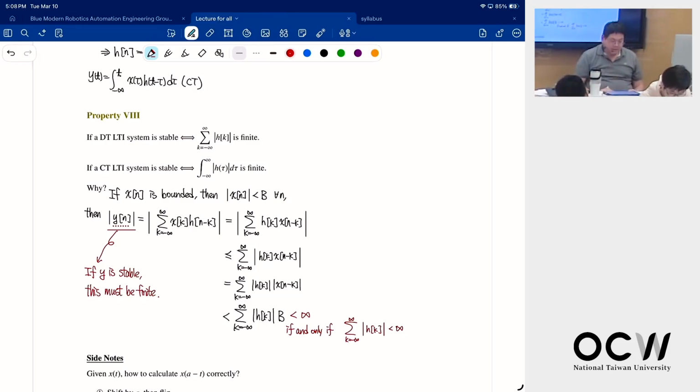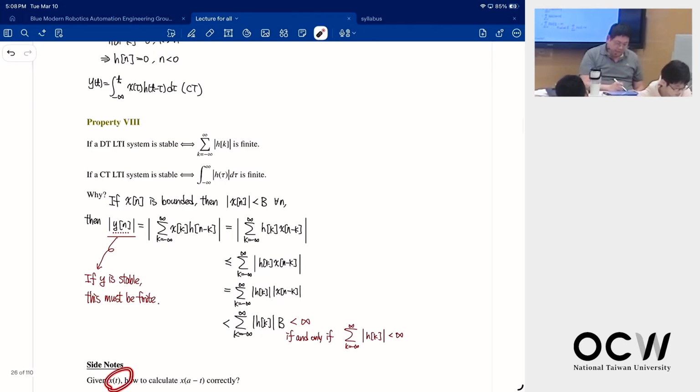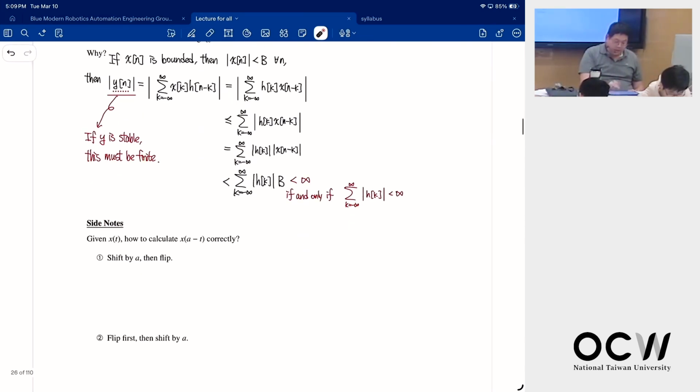Last, by your intuition, if I give you x, then what is x of a minus t? For x of a minus t, how do you do it? You shift by a and then flip, or you flip first, then shift by a. Or you think it doesn't matter. Three options: 1, shift by a and then flip. 2, flip first and then shift by a. Or the third one, it doesn't matter.